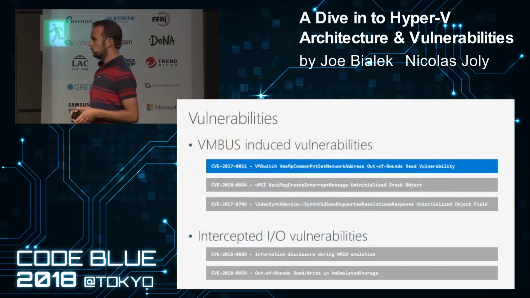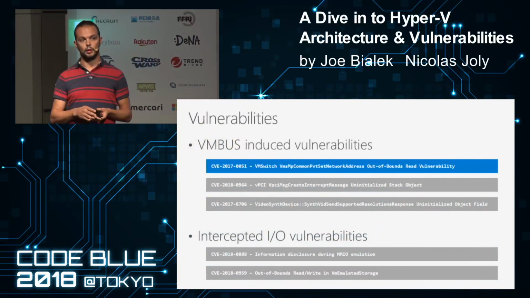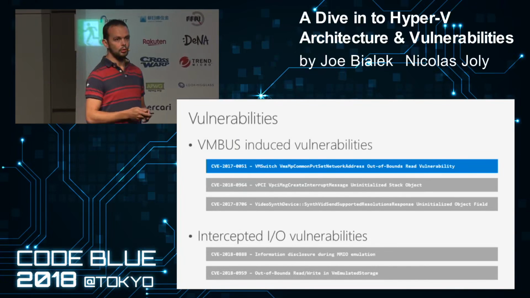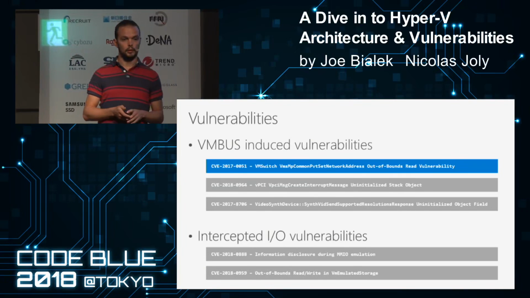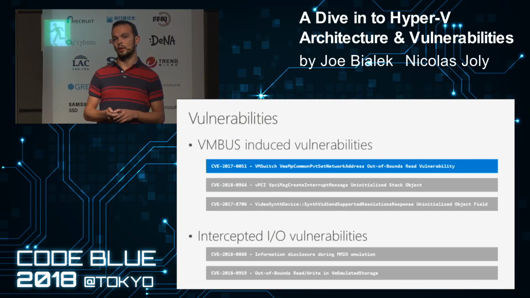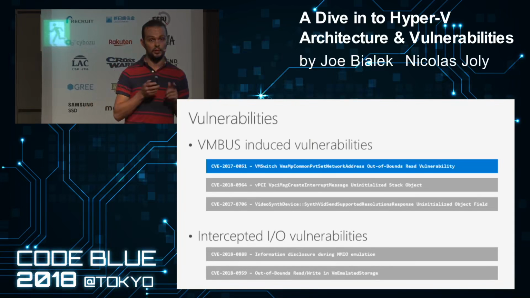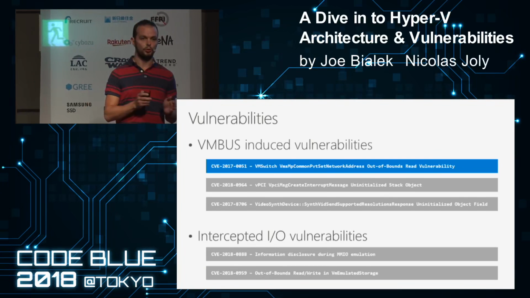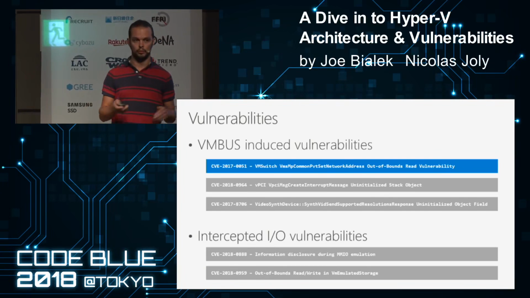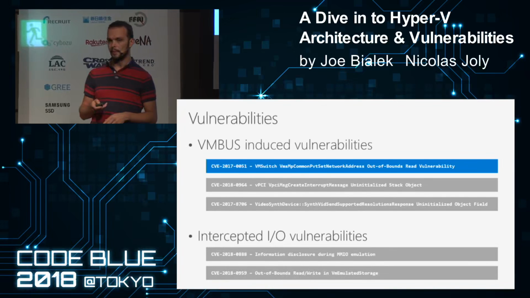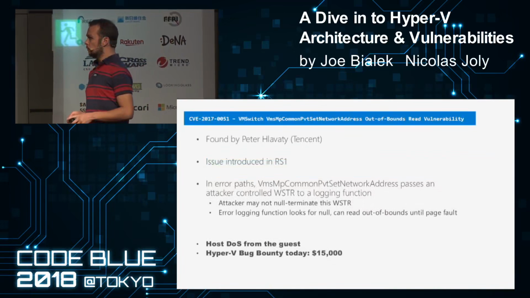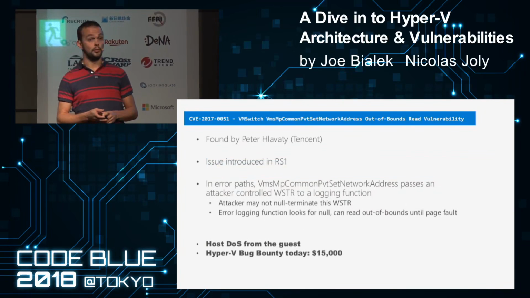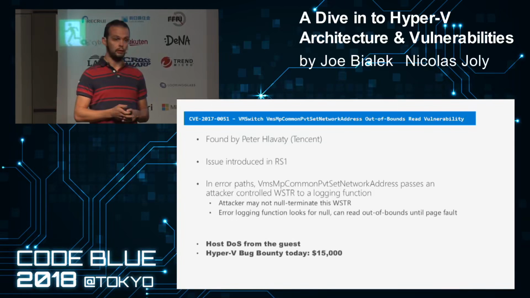So I'll start with one bug affecting VM switch. What's VM switch? Joe quickly talked about it in the architecture. This is the component that provides network connectivity to the VM. It's a huge component, so go have a look, try to reverse it. The first bug was reported to us a while ago by somebody named Peter Alvarti, working for Tencent.